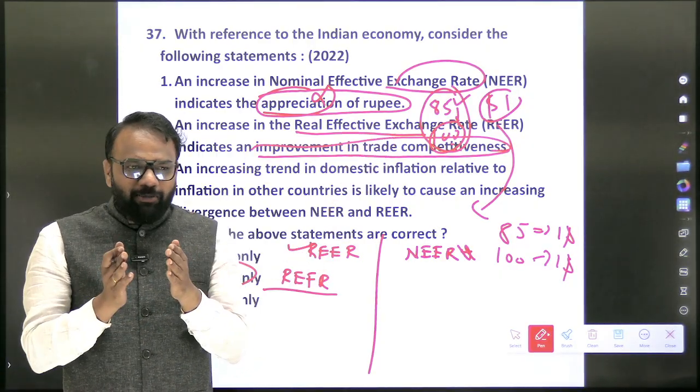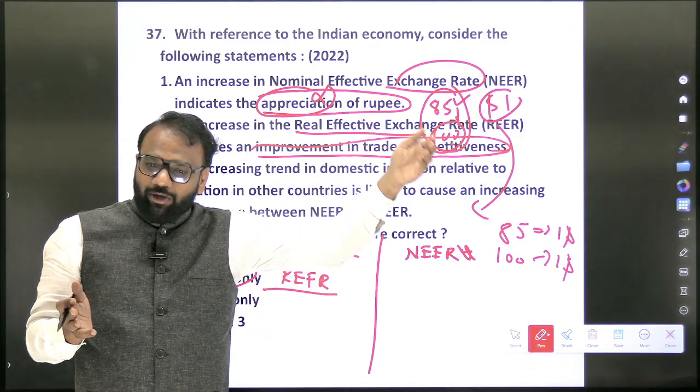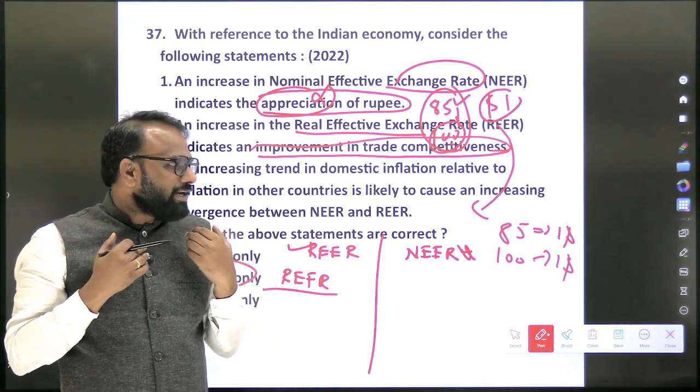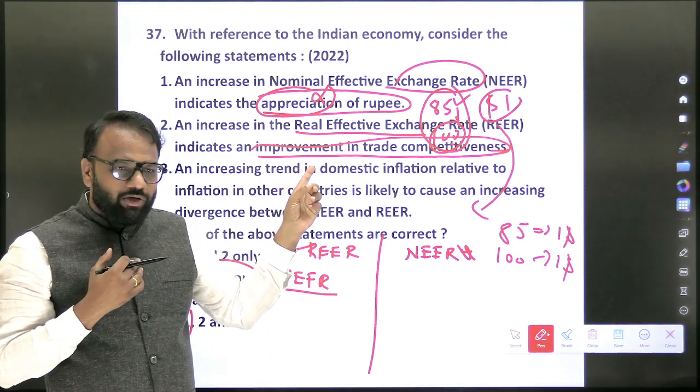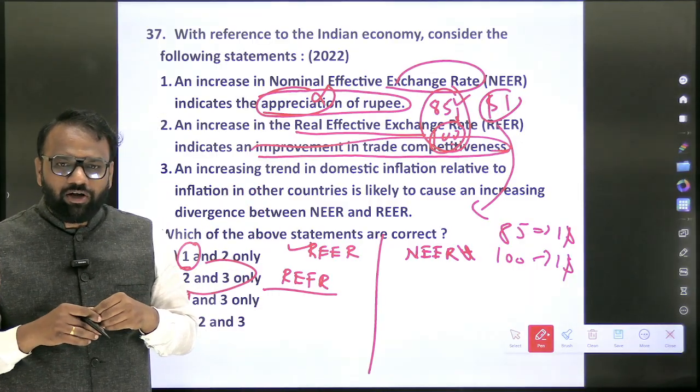Because with fewer dollars, they will be able to purchase more goods, so they will be able to make profit in their domestic market. So what will they do? They will import more things from India. So 2 is correct. Okay, next. First one wrong.